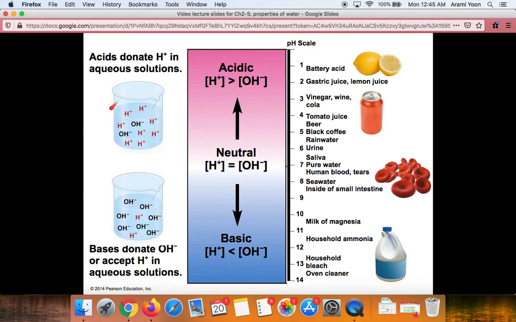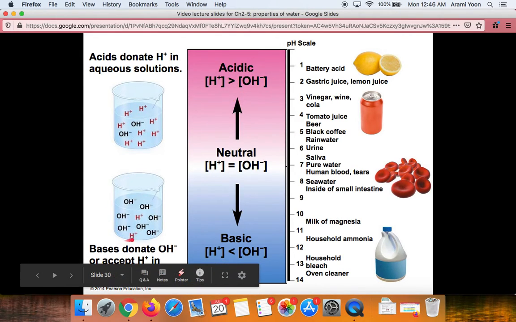So here you can see in this beaker we have a high concentration of hydrogen ions compared to hydroxide ions. A lot of H pluses compared to OH minuses. We call this an acidic solution, where the concentration of hydrogen ions is greater than the concentration of hydroxide ions.